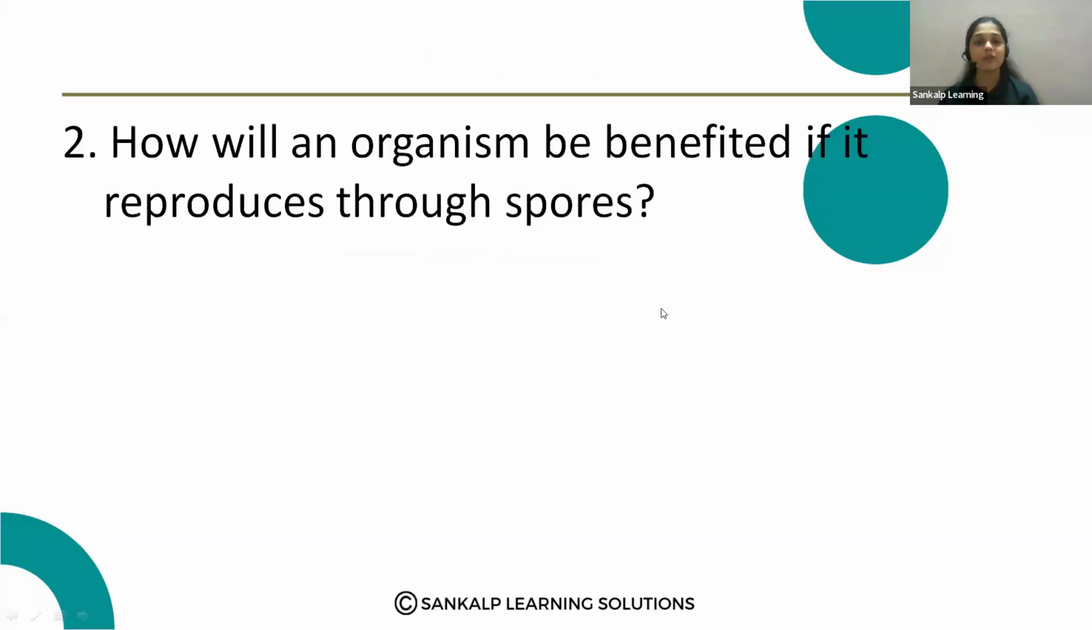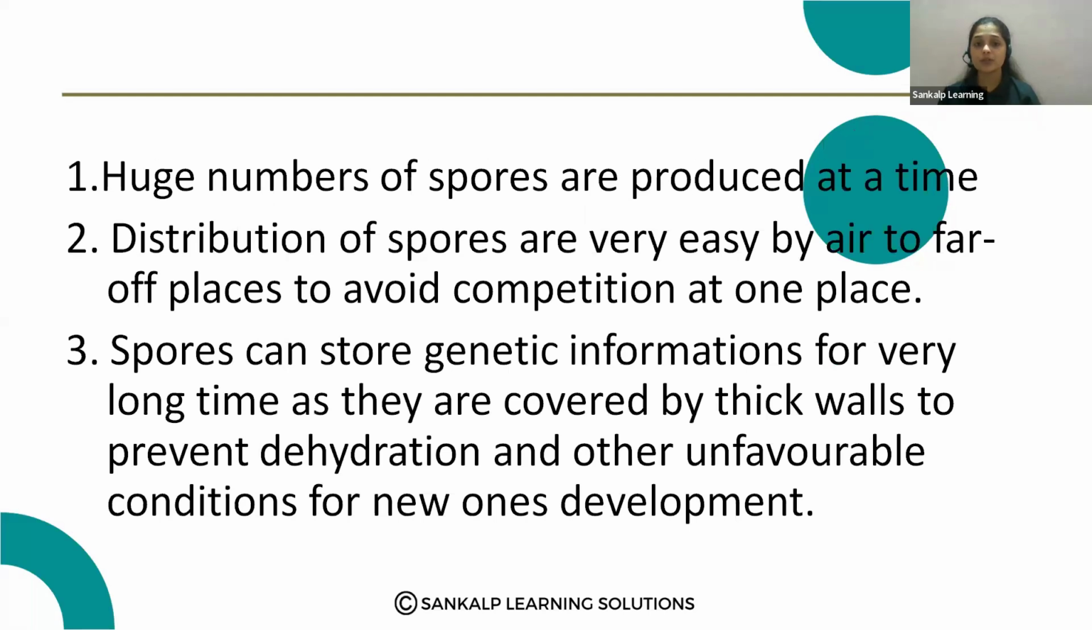Second question is, how will an organism be benefited if it reproduces through spores? What is the use of the spores, right? So here, what we can say, huge numbers of spores are produced at a time. Distribution of spores is very easy by air to far off places, to avoid the competition at one place. So here, how is the spore production type of asexual reproduction helpful, how is it useful.